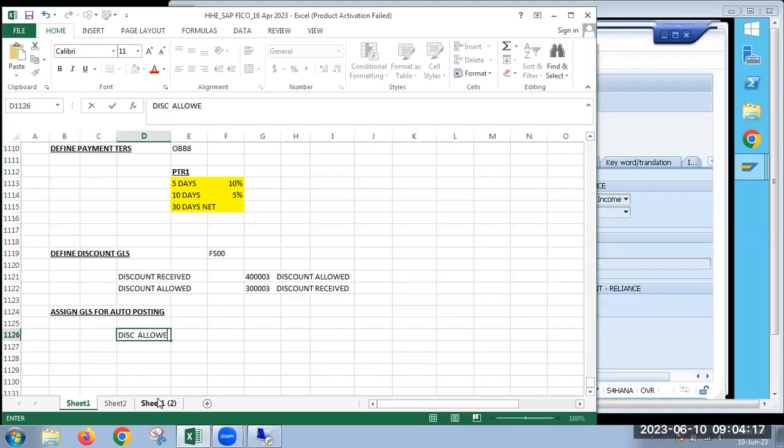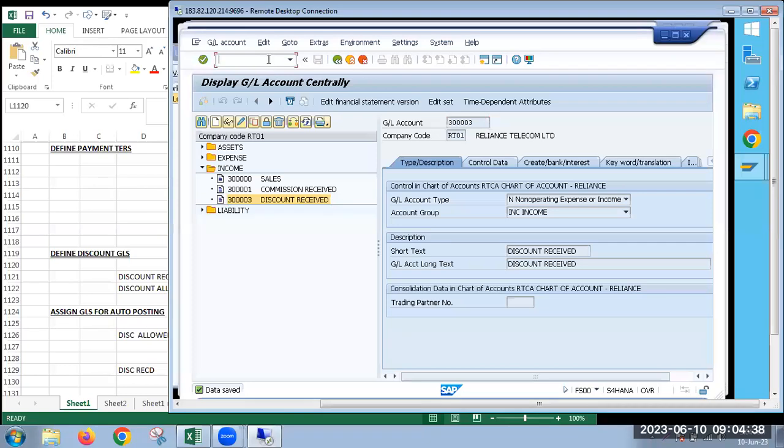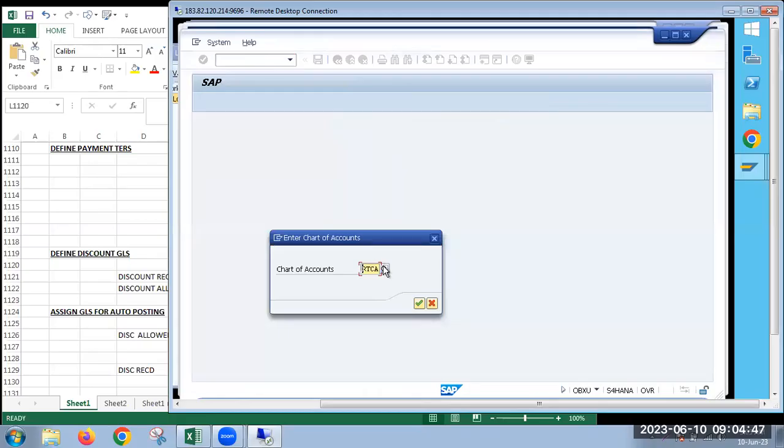Discount allowed we will specify with the T code OBXI, and discount received we will specify with OBXU. Different T codes we have to use. So first we will go for discount allowed, OBXI, or OBXU, whatever it is. Chart of account RTCA.